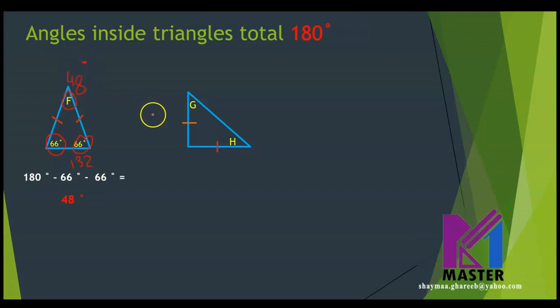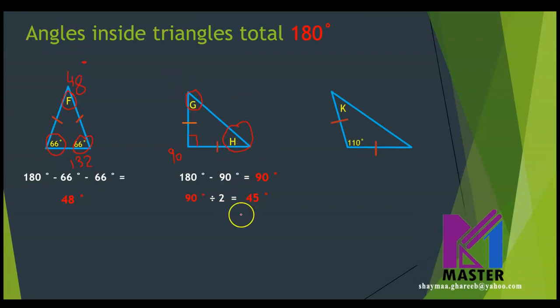Now look at the second shape here. You have an isosceles triangle. These two sides are equal, which means these two angles are equal. So how to calculate their size? I know that this angle is a right angle. So this is 90. So these two together must be 90. Then I will divide the 90 by 2, so each one equals 45. Okay?